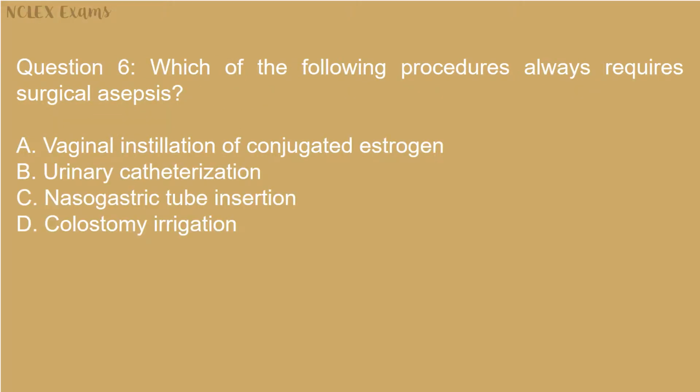Question 6. Which of the following procedures always requires surgical asepsis? A. Vaginal instillation of conjugated estrogen. B. Urinary catheterization. C. Nasogastric tube insertion. D. Colostomy irrigation.